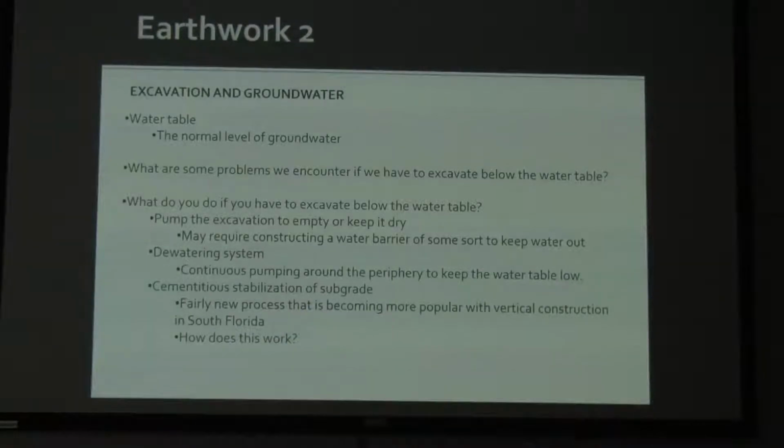Cementitious stabilization of the subgrade, a fairly new process that is becoming more popular with vertical construction in South Florida. We would do a stabilization of that particular subgrade and stabilize it well below our excavation level and broader than our excavation dimensions, and then we'll come back and remove it, and the hydrated stabilized material acts as a water barrier. That's how this particular material works. The excavated material is currently being reused on roadway projects here in South Florida.